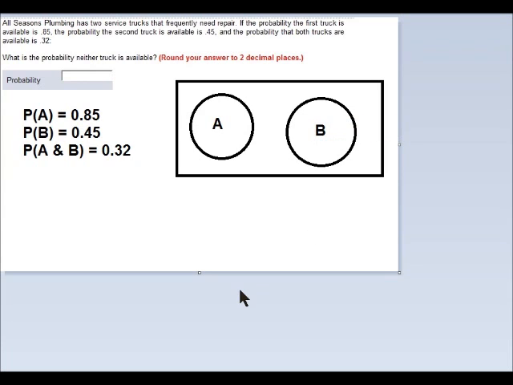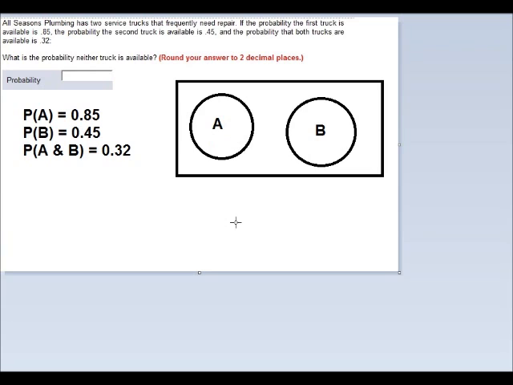Now, in this particular case, you have two probabilities. You have the probability that this event is going to occur, and then you also have this other probability that this event is going to occur. But there's absolutely no overlap in those two events occurring. And that is not at all the situation that we have here.